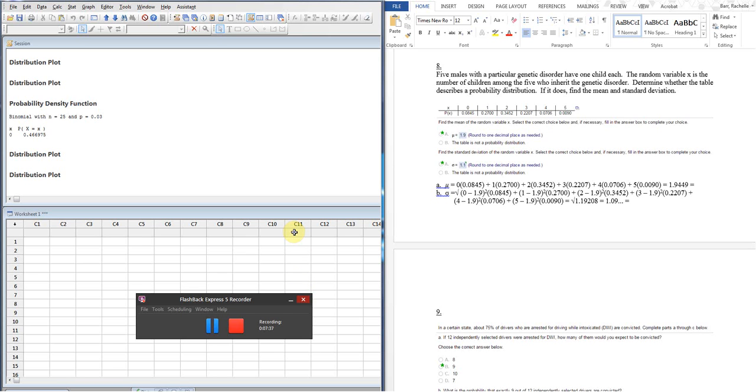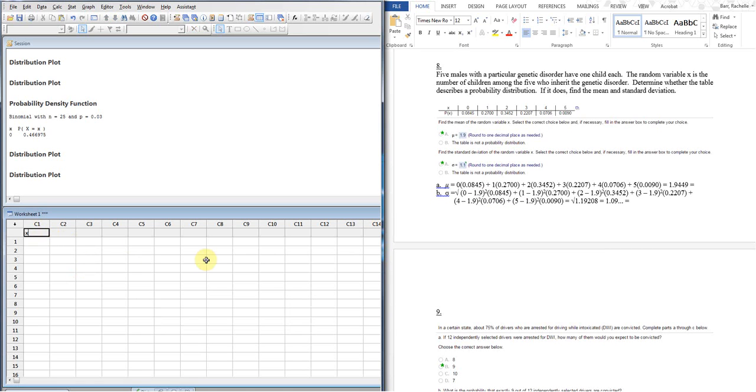I wanted to clear off all my graphs to make this a little bit easier to see. Now, the calculation I gave you in the work here is great and everything, but you probably don't necessarily want to do this by hand every time. So I'm going to show you how to do this on Minitab.